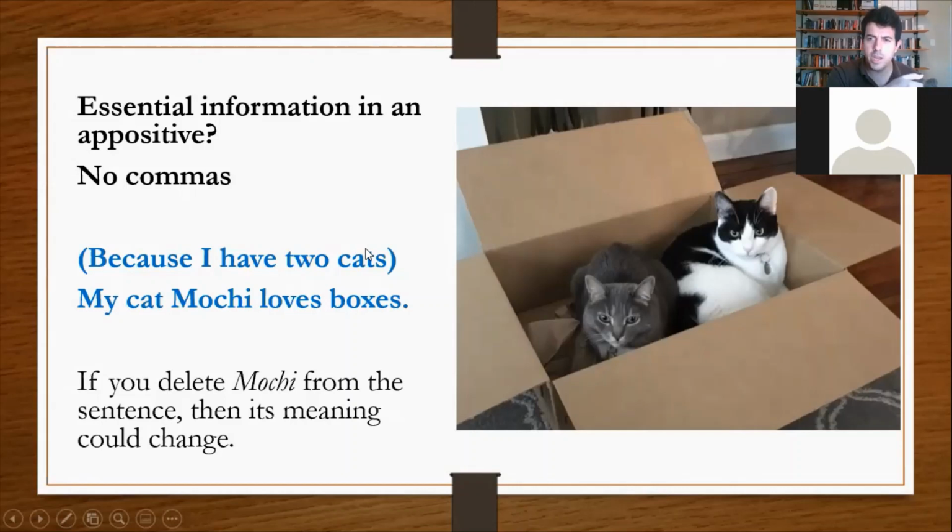Am I talking about Tiny? Am I talking about Mochi? If you don't know, then the sentence could mean something totally different. So Mochi is essential information because it specifies which cat I'm talking about. Because it's essential information, because the meaning of the sentence would change if it weren't here, you don't put commas around it, because the commas tell you it's not necessary information. Hopefully it's a little bit of a subtle distinction, but hopefully that makes sense.